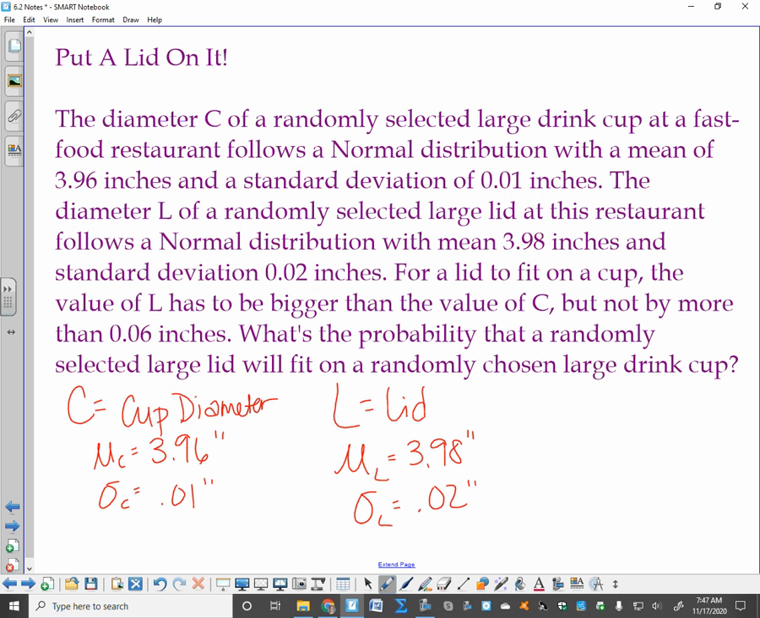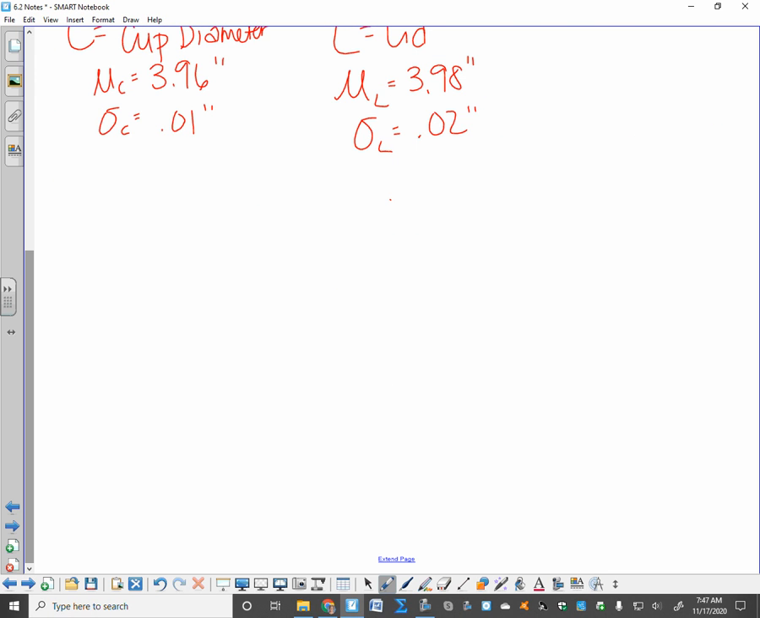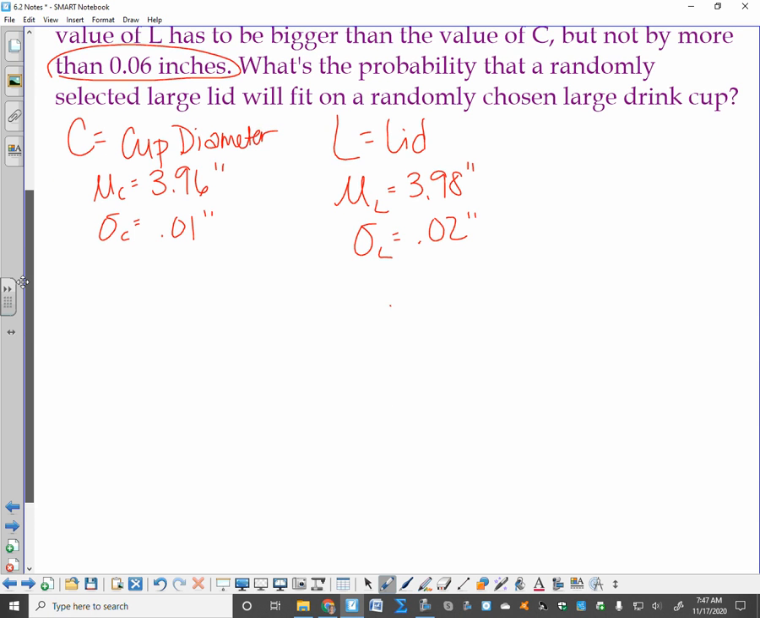For a lid to fit on a cup, the value of L has to be bigger than the value of C, but not by more than 0.06 inches. What is the probability that a randomly selected large lid will fit? Okay. Has to be bigger, but not by more than 0.06. All right, so it sounds like we're subtracting, because I want the difference between the lid and the cup to not be any more than 0.06.